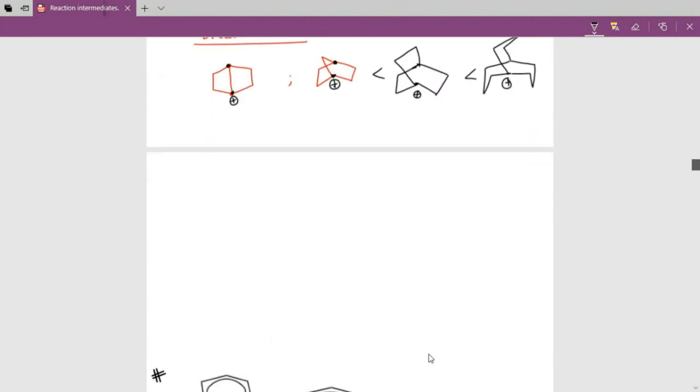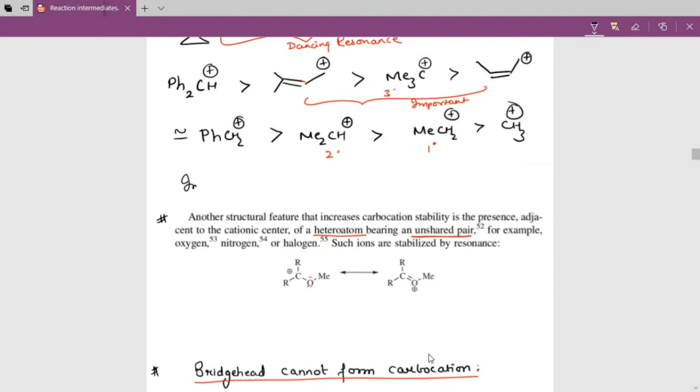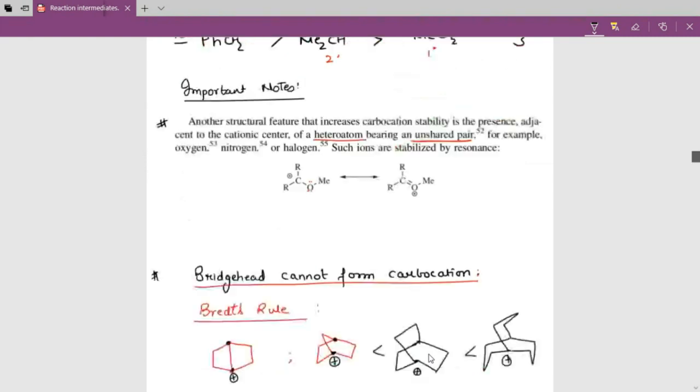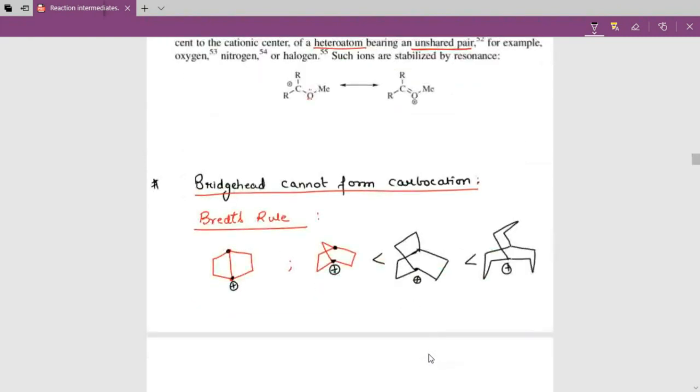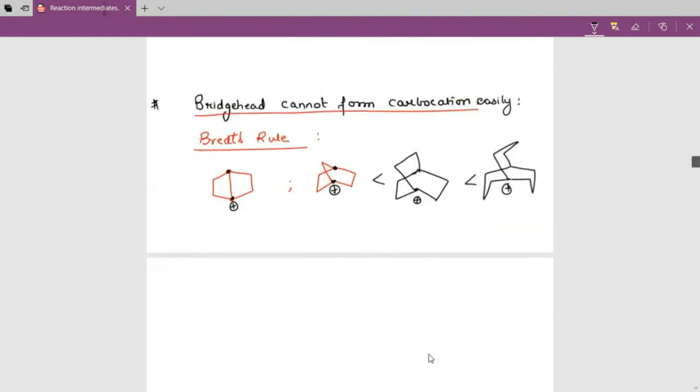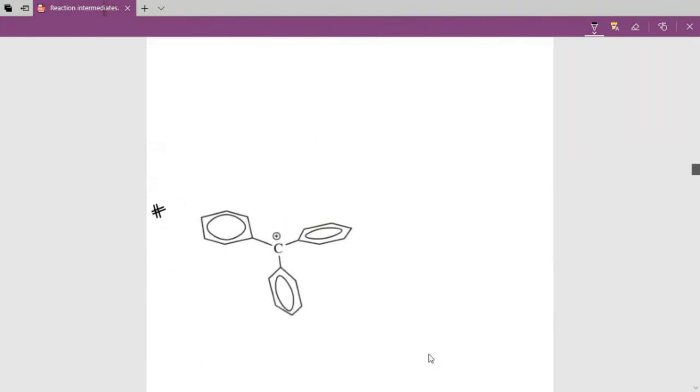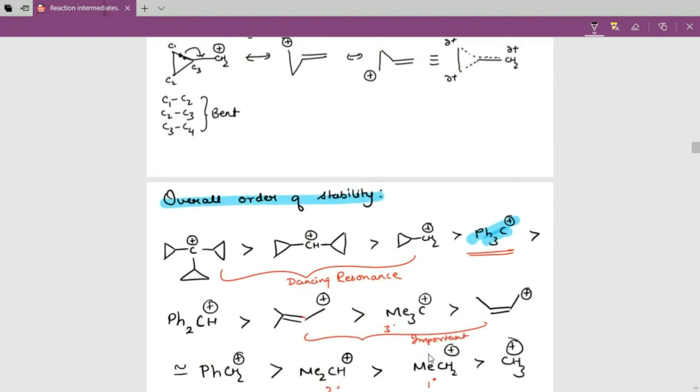Note number 3, these are the important notes I will write, that should be kept in mind. First, a plus present at a heteroatom having a lone pair is stable. Point number 2, bridgehead cannot form a carbocation easily. I would rather add the word easily. The problem with the bridgehead, I cannot say that it will never form, but the ease will definitely be less.